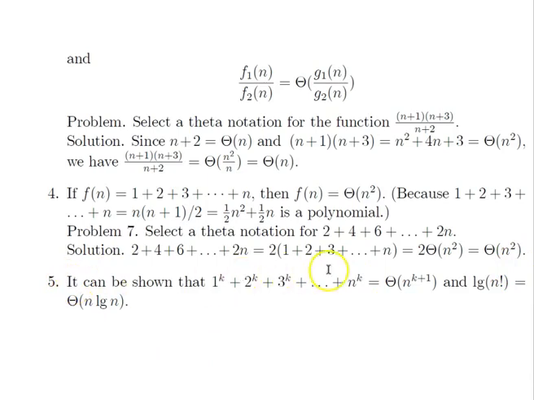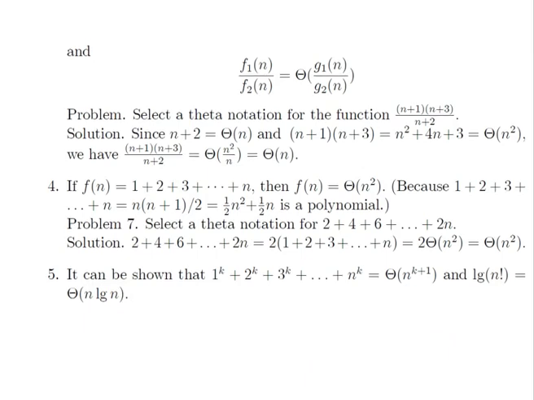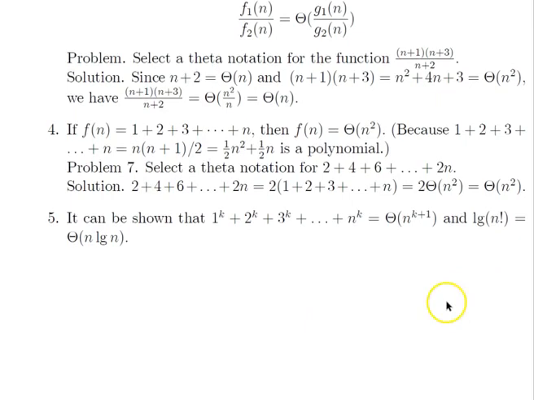Property 5, it can be shown that the sum of the kth powers of the first n positive integers is equal to theta of n to the power k plus 1. And logarithm of n factorial is theta of n logarithm of n. This is without proof. We are not considering the proof on this.